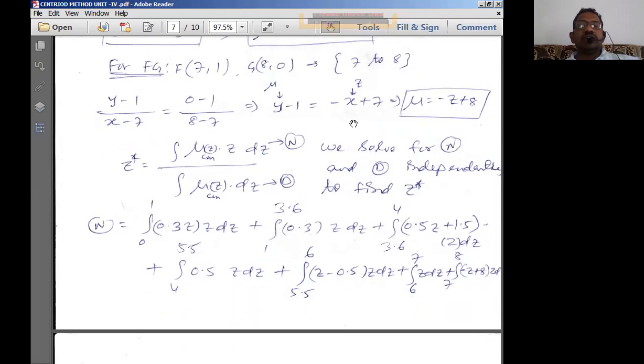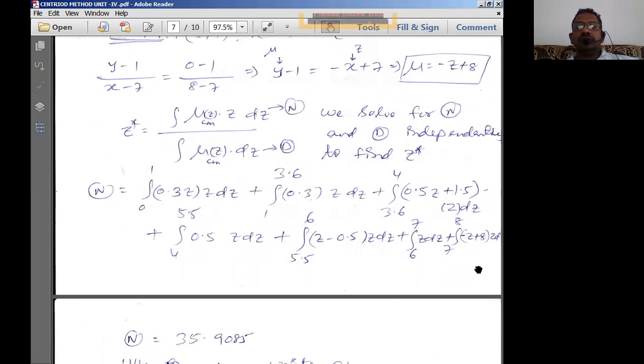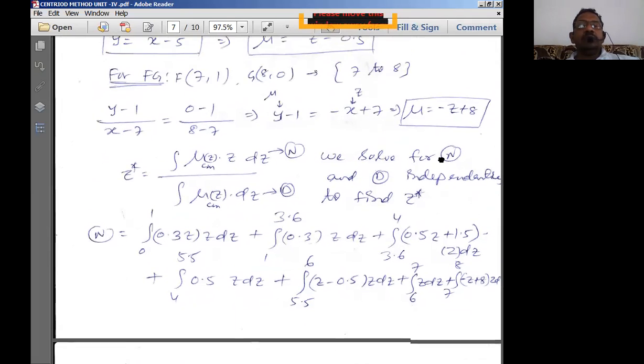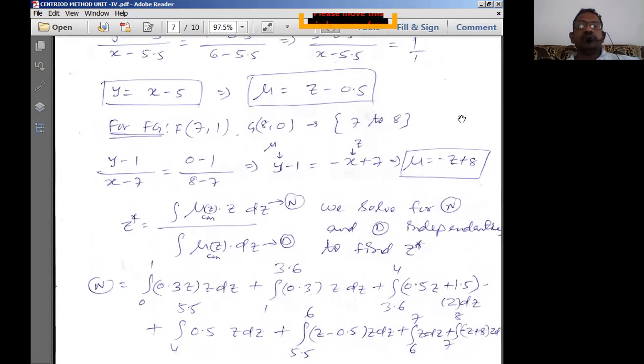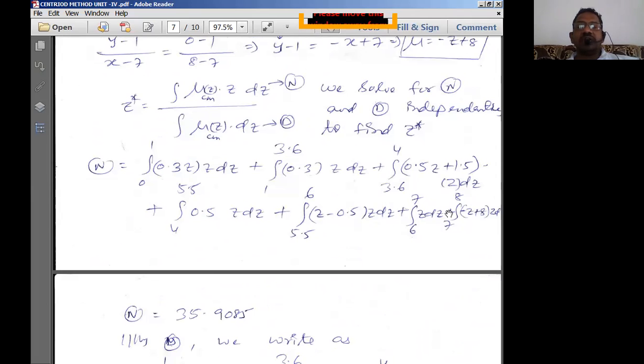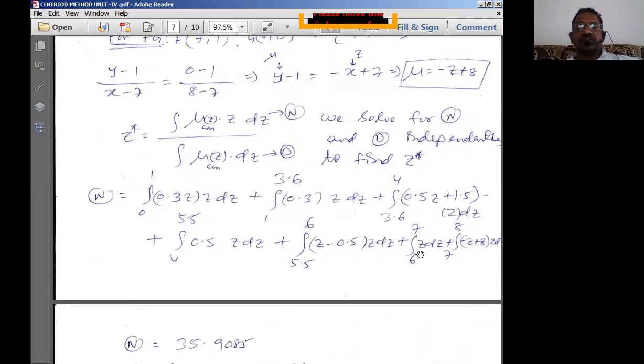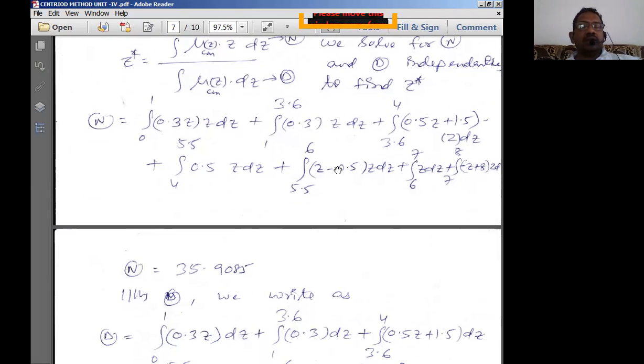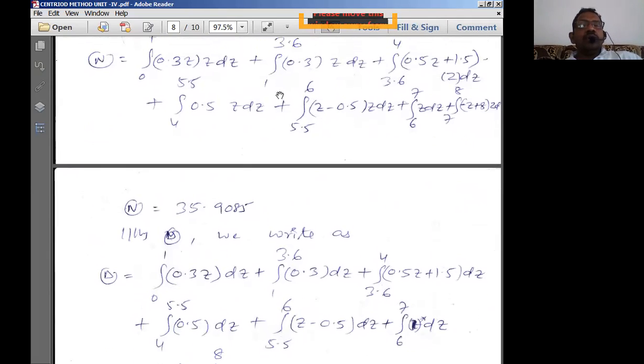Okay, the last one is fg, the function is minus z plus 8 into z into dz over the limits 7 to 8. Then 6 to 7 is going to be constant, so 1 into z is z dz. So this is what the numerator is. What about the denominator? Only this multiplication with z, the z is simply removed here.